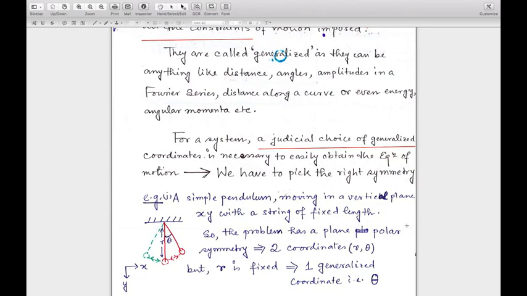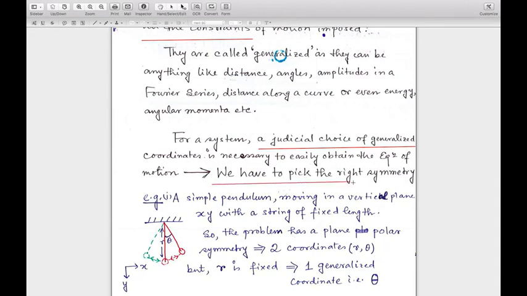But it is of course possible that I have chosen a wrong set. That's possible because maybe they are not independent, maybe they are not complying with the constraints, maybe they are not giving the minimal set of coordinates. But even if both of them are correct, one can be less or more useful than the other. That's also possible. Okay.